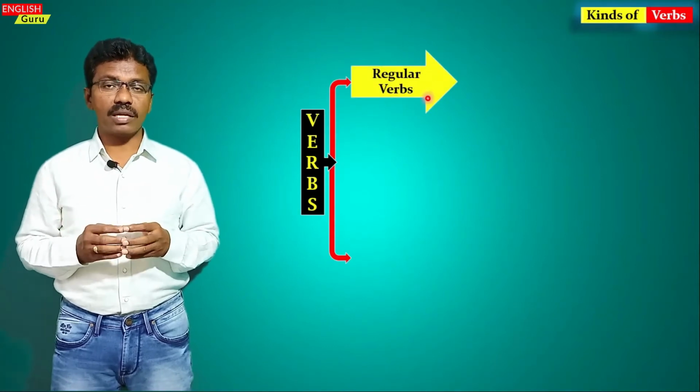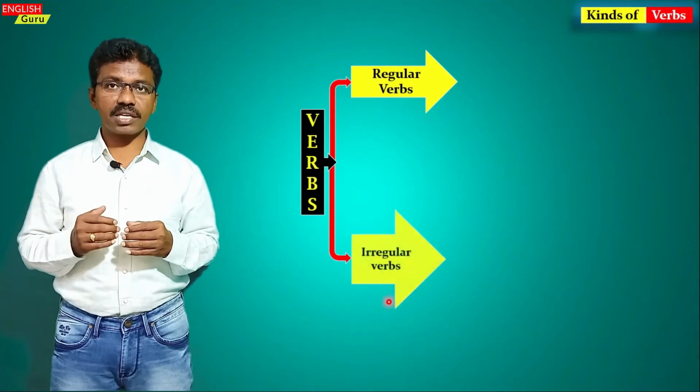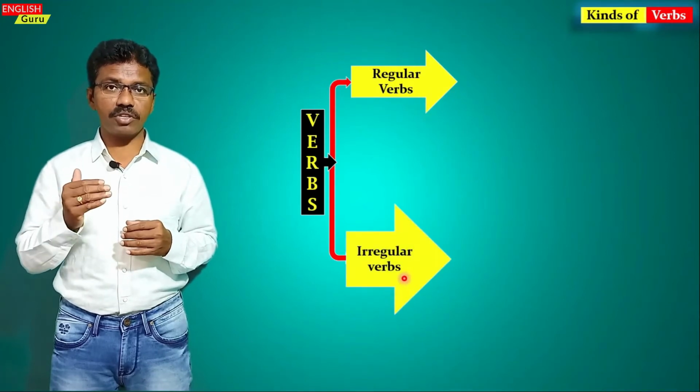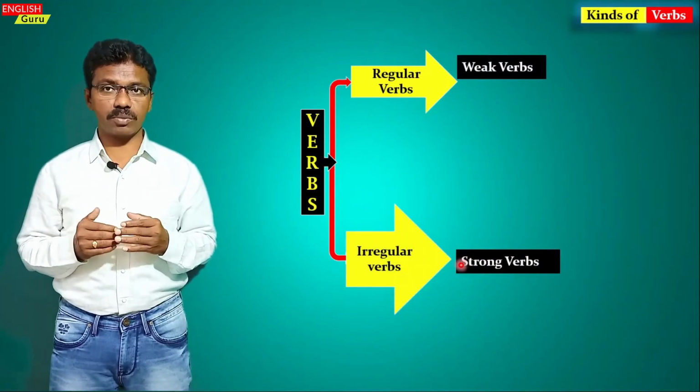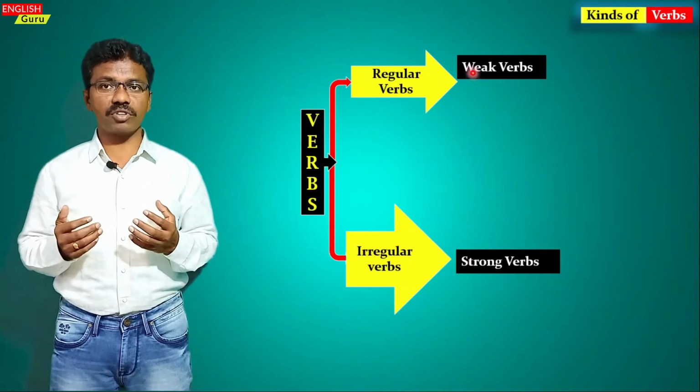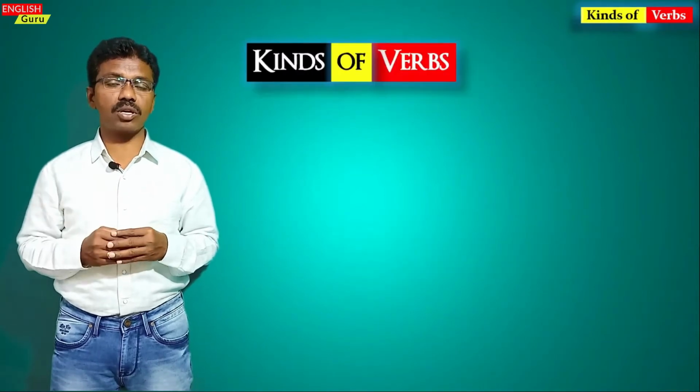This is one more division, and we have another category of the division also, and let us see that also. And the verbs are basically divided into two categories. The first one is regular verbs, and the second one is irregular verbs. Irregular verbs are called strong verbs, and regular verbs are called weak verbs.